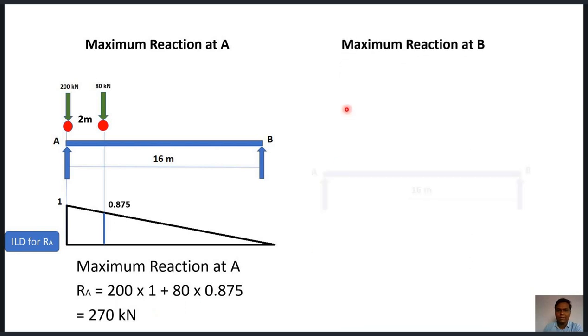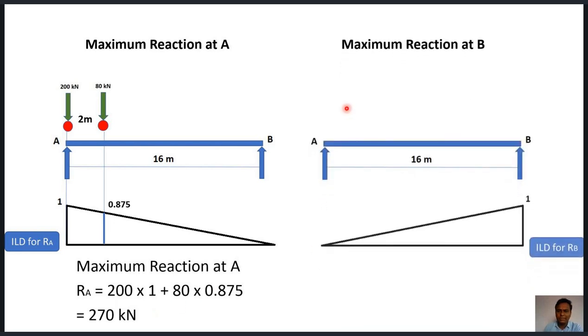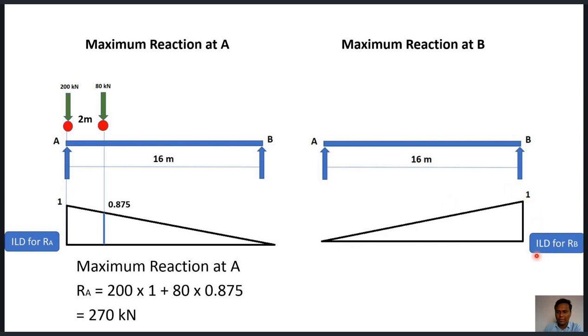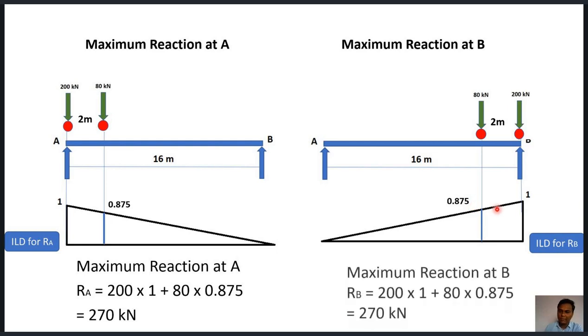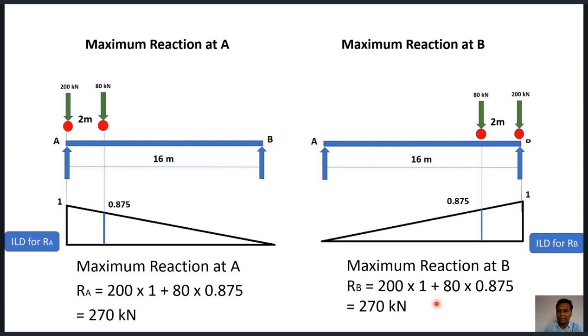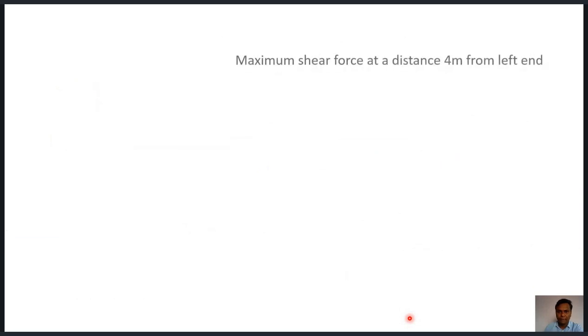Now let us go for maximum reaction at B. To find out maximum reaction at B, first of all we need to draw the influence line diagram for RB, and similarly we can place this 200 kilonewton at point B and 80 kilonewton at a distance 2 meter from it, apart from the 200 kilonewton, and the respective ordinates again are 1 and 0.875. These ordinates you can find by the similarity of triangles, and then finally you will be getting maximum reaction at B. Again the value is the same, that is 270 kilonewton.